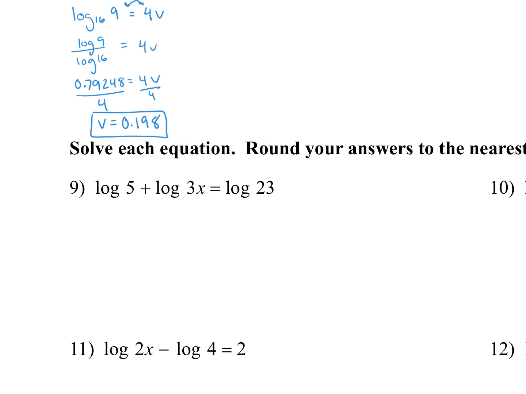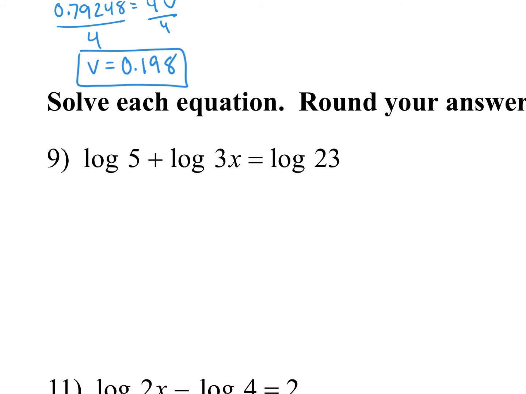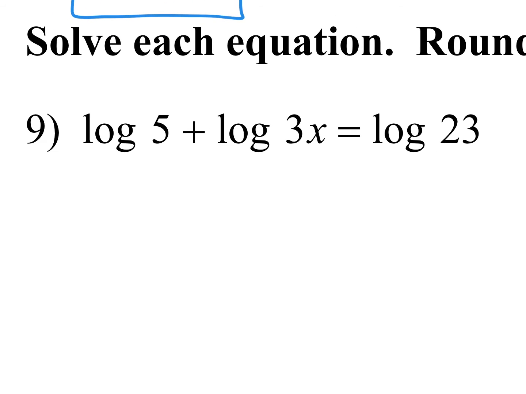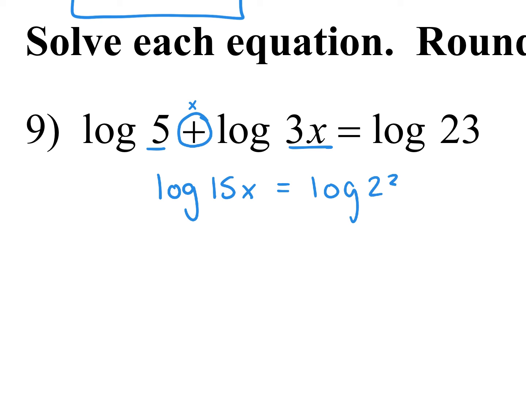So here we are solving. When we have logs on both sides of the equation, we want it to be just 1 log equals 1 log. So how can I combine the left side to just be 1 log here? When I condense it to a single log, if I'm adding, what goes with addition? Multiplication. So I start with 1 log, and what am I multiplying? 5 times 3x. So what would 5 times 3x be? 15x. And then it's equal to log of 23.